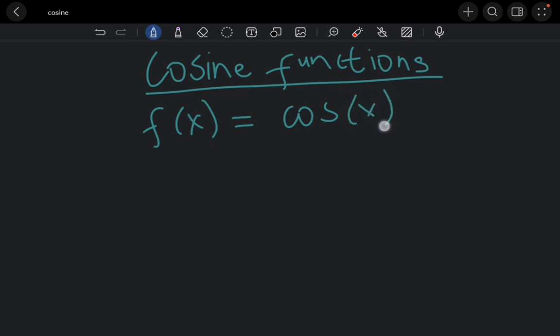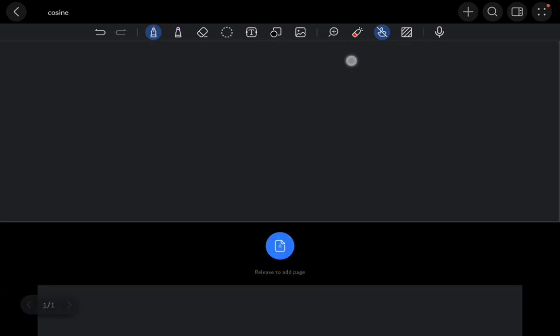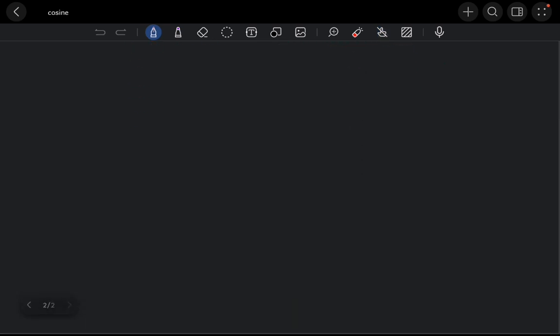it's written in the form f of x is equal to cos of x, where x is a variable that is a function of f of x. In other words, if you substitute x, you'll get the y value of this function. Okay, so if we have to draw it on the Cartesian plane, we have a rather different shape than we did with the sine function.